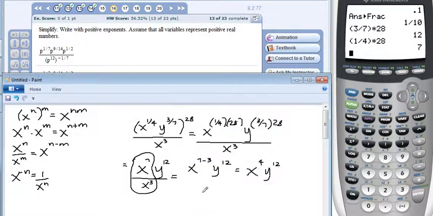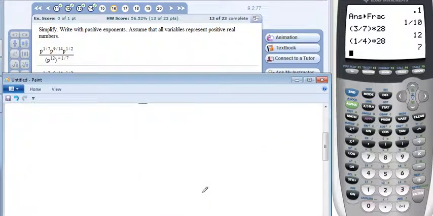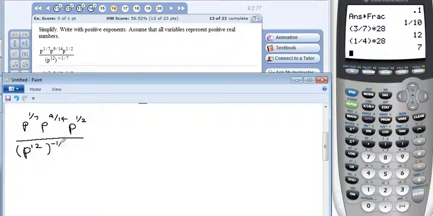Maybe we should do that one. That one looks like a mess. Good Lord. P to the 1/7, P to the 9/14. I don't think it's as bad as it looks. P to the 1/2 over P to the 12th raised to the negative 1/7 power.